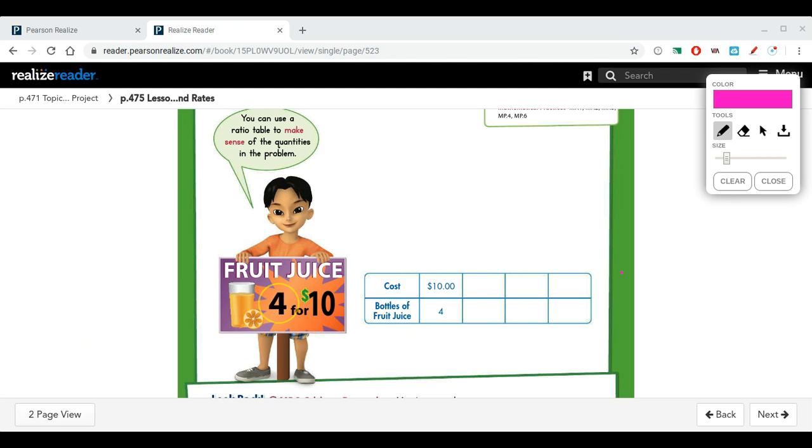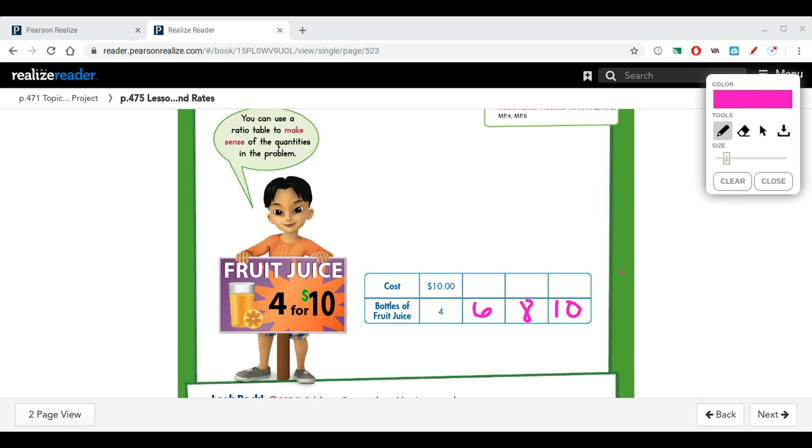So I'm comparing two different quantities. I'm comparing the cost of the bottles of fruit juice for how much it costs. So my rate is bottle or cost per bottle. And so I'm looking at what is the cost of 10 bottles of fruit juice. When I go ahead and solve this, if I have 6 bottles of fruit juice, I have to look at what the cost is going to be. If I have $8 of fruit juice, I need to look at what the cost is going to be. And then if I have 10 bottles of fruit juice, what the cost is going to be.